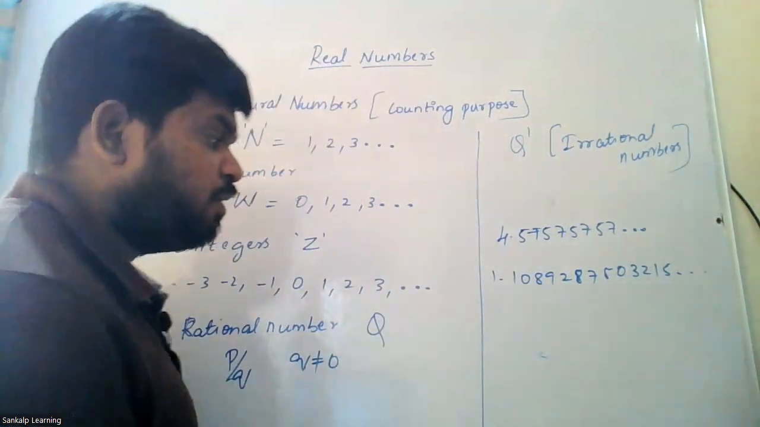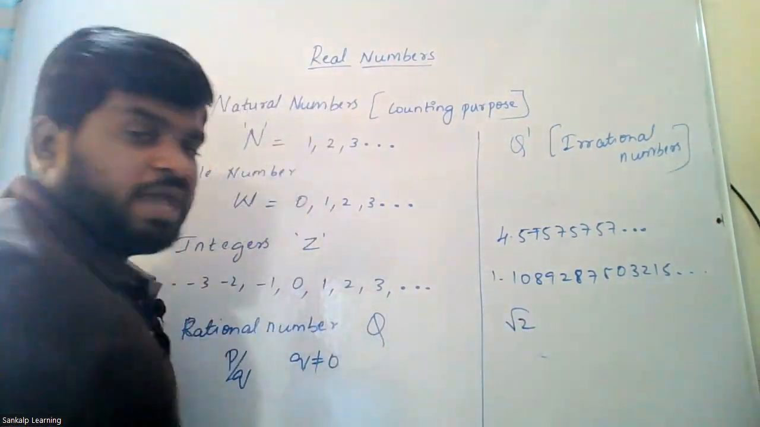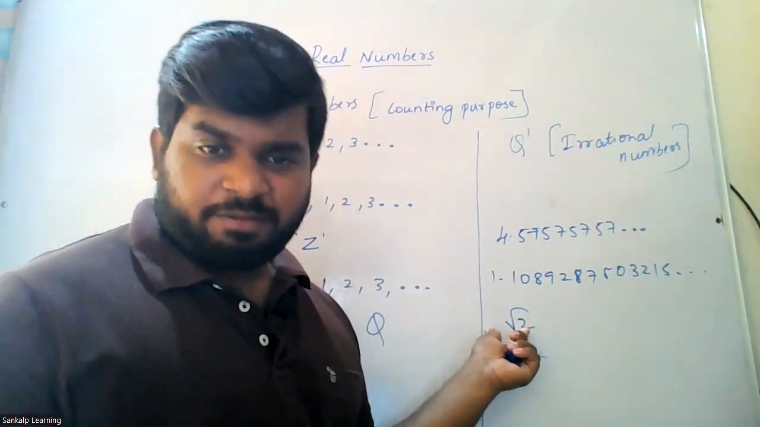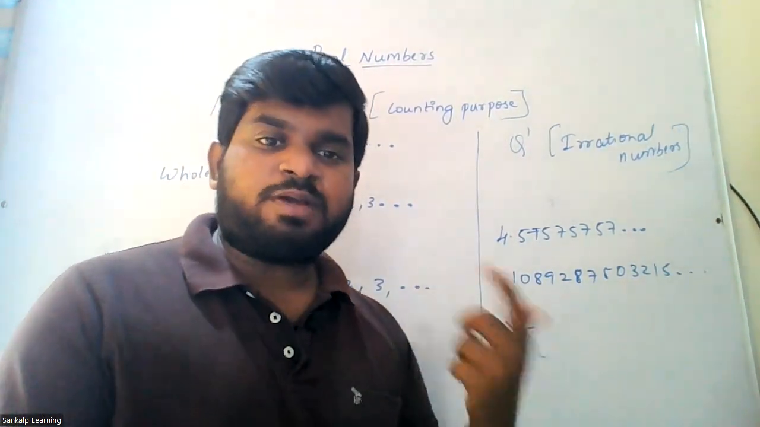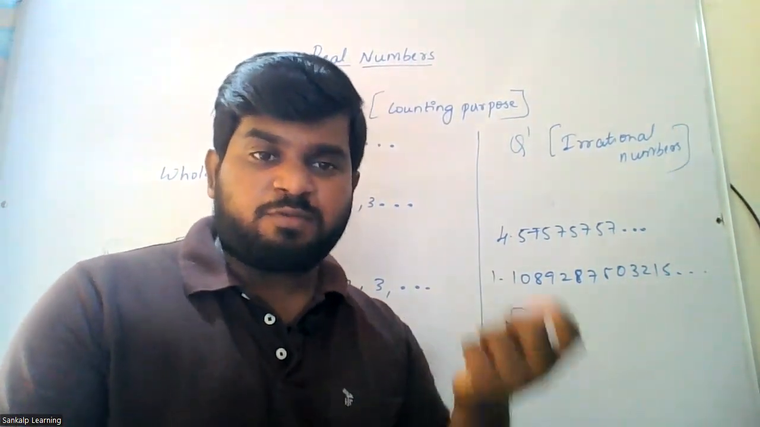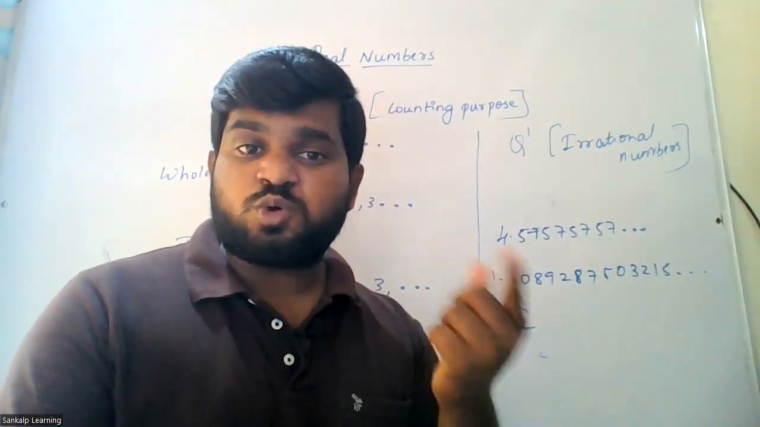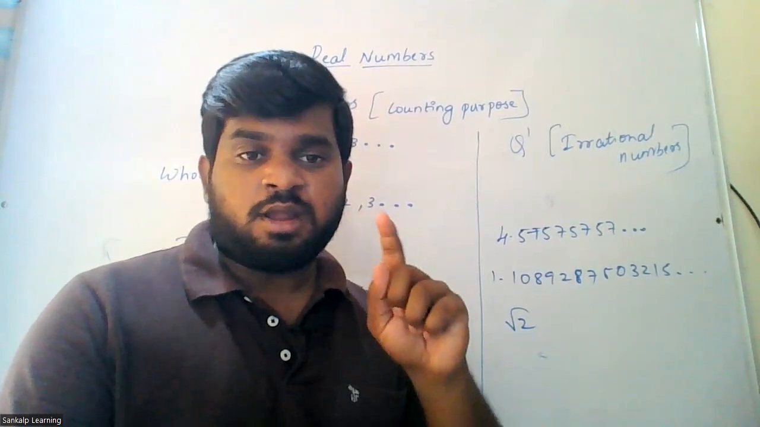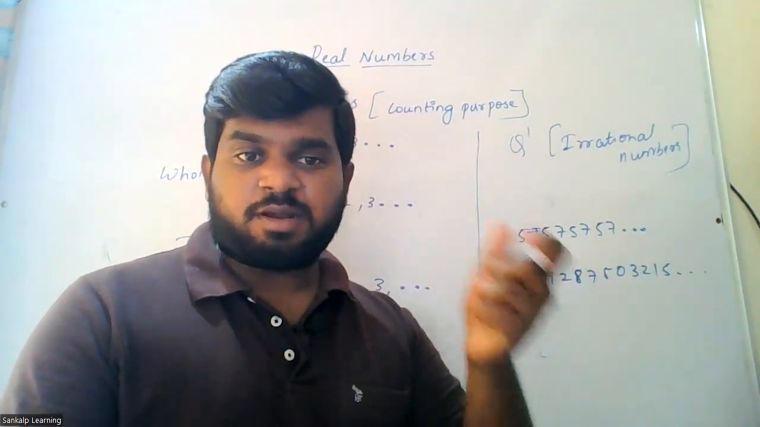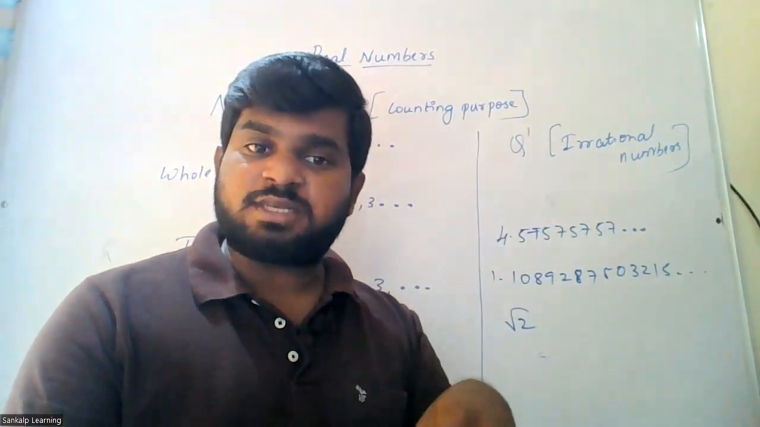To make it simple, root 2. Can I find the square root of 2? What do you mean by square root of 2? A number which multiplied by itself should give you 2. Please do not tell it as 2 ones are. 2 ones are is not correct. 2 is a different number, 1 is a different number. You take any number multiplied by itself.